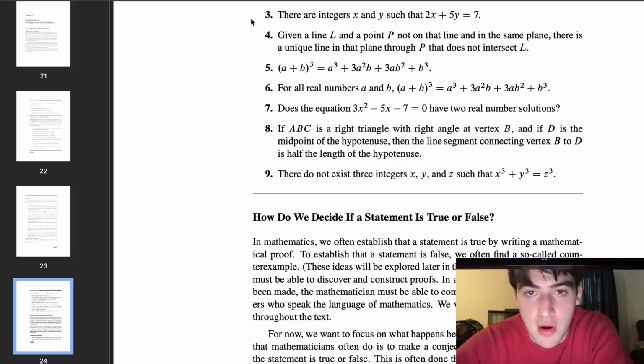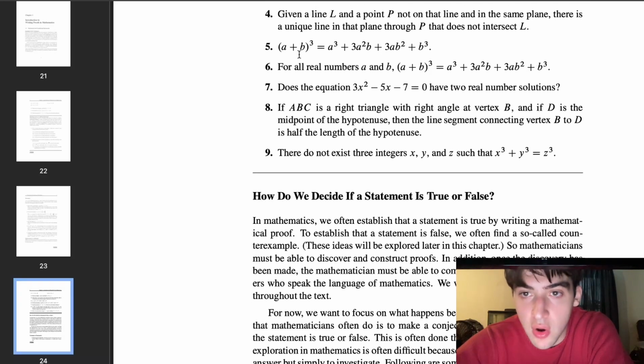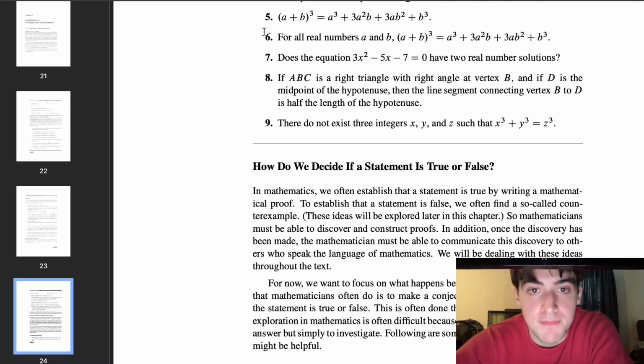Okay, 3. There are integers x and y such that 2x plus 5y equals 7. That would be a statement. This is either true or false. 4. Given a line L and a point P not on that line and in the same plane, there is a unique line in that plane through P that does not intersect L. That is a statement. It's either true or false.